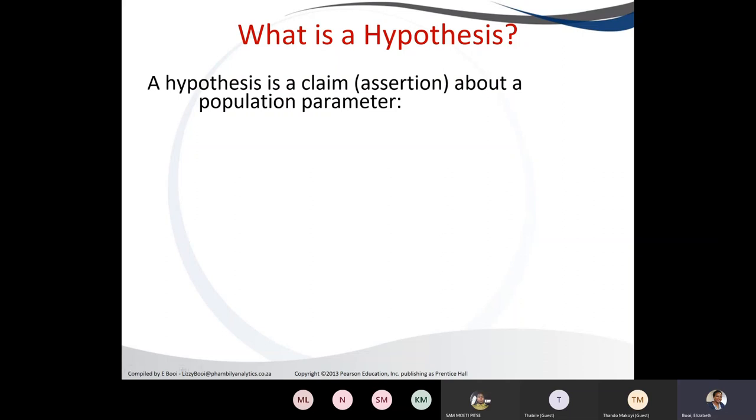So, for example, if the researcher wants to prove that COVID-19 only affects adults but not children, the researcher has to prove that, so that then he knows that it only affects big people, not small children.